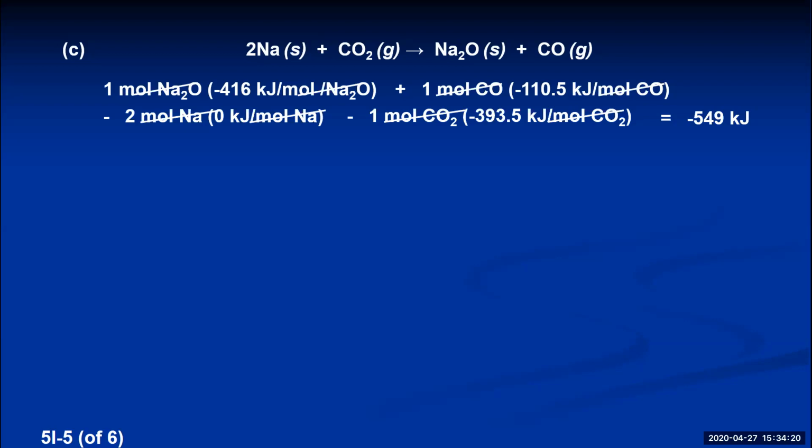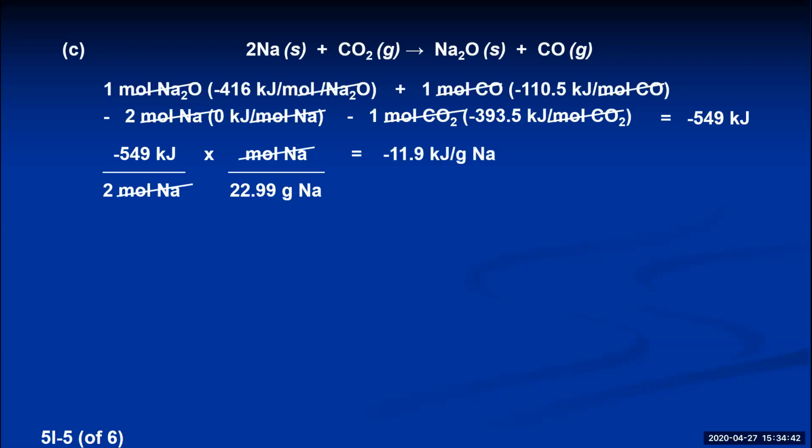This is the theoretical amount of heat released when the balanced equation above, which shows 2 moles of sodium having reacted with the carbon dioxide. So I can say it's negative 549 kilojoules per 2 moles of sodium. Using sodium's molar mass, we can convert this from kilojoules per mole into kilojoules per gram. And so when sodium reacts with carbon dioxide, it releases 11.9 kilojoules per gram of sodium.